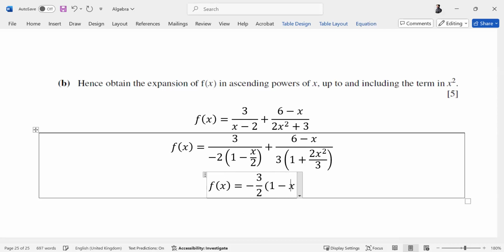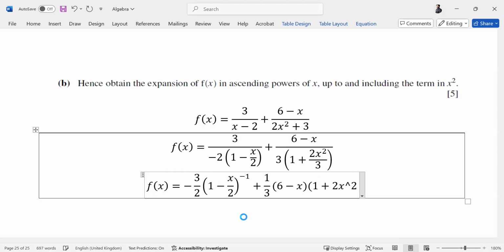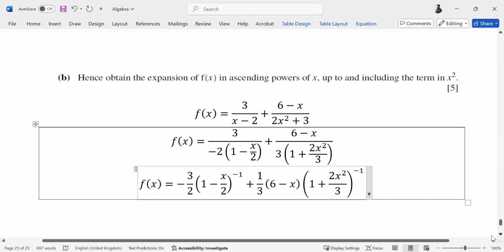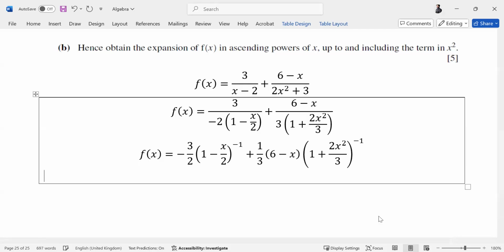3 upon 2, 1 minus x upon 2 to the power -1. And then plus 6, I'll just write it this way, 1 over 3 into 6 minus x into 1 plus. Make sense? Clear? Both expansions are of power -1, which are a very common expansions. Can you tell me what do you get when you expand it?